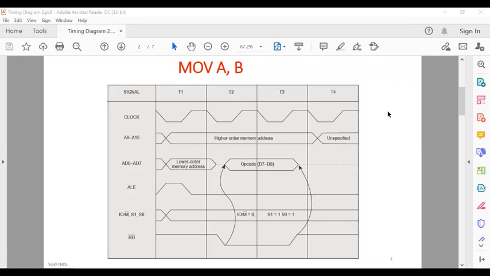Now, is it clear? Any doubt regarding this? Do you have any queries? Any doubts? You can ask me now so that I can clear the concept and move on.